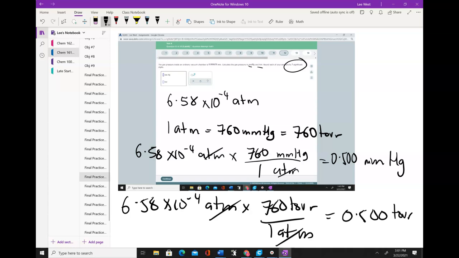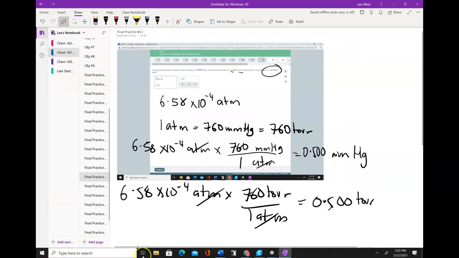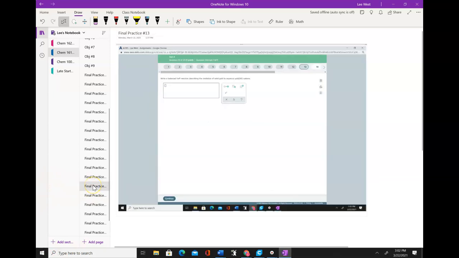Okay, 3 Sig Figs. So remember, trailing zeros count if there's a decimal, but leading zeros never count. Okay, looking good. Question number 13. Let's see what it is.